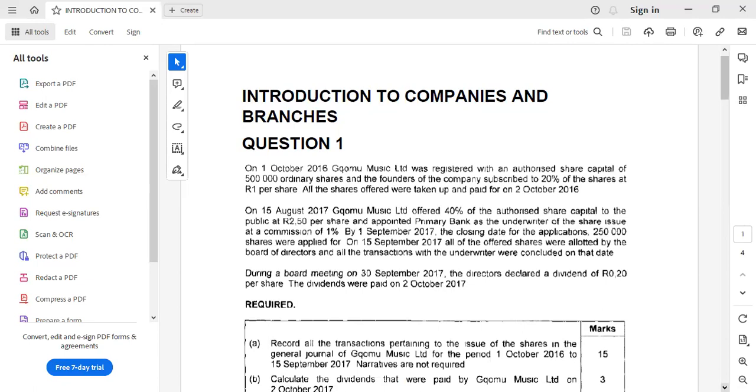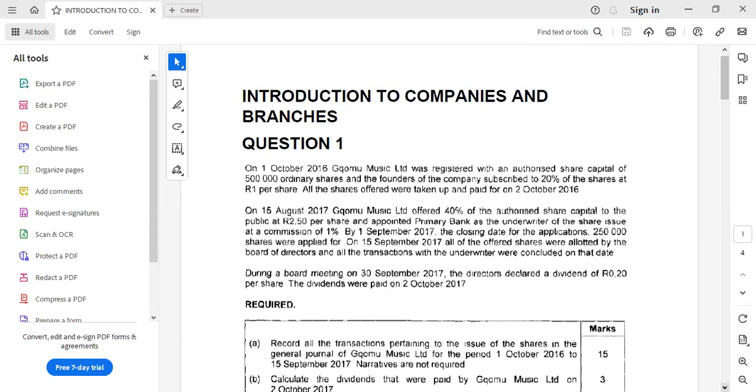Right. Question 1. On 1 October 2016, Home Music Limited was registered with an authorized share capital of 500,000 ordinary shares, and the founders of the company subscribed to 20% of the shares at R1 per share. All the shares offered were taken up and paid for on 2 October 2016.